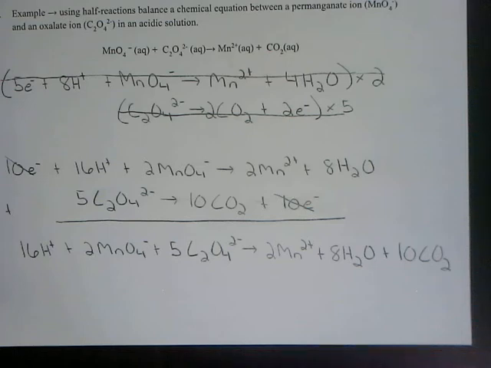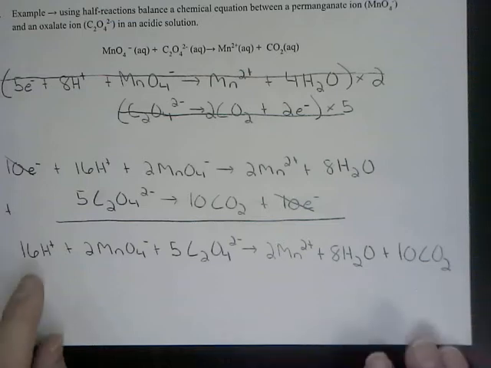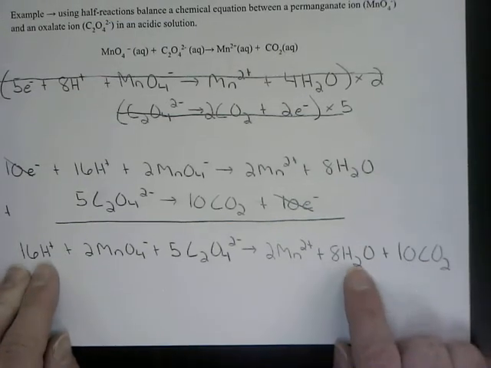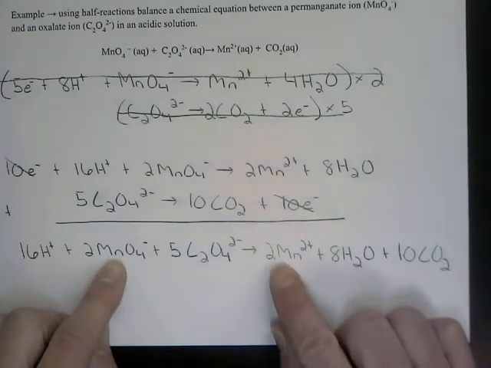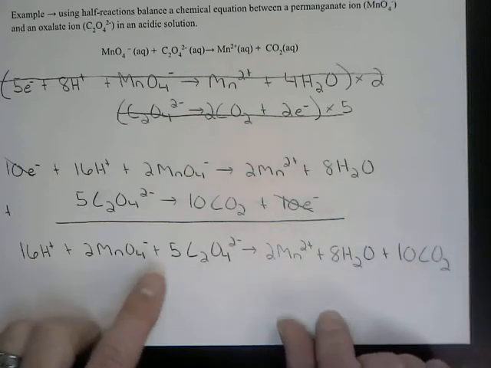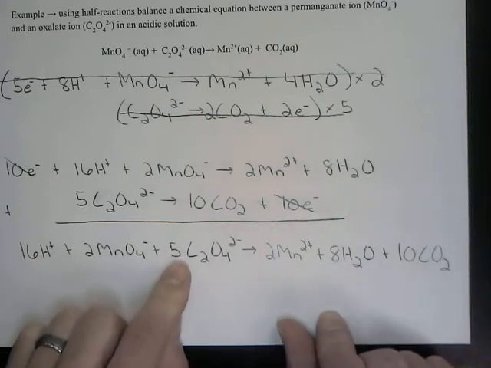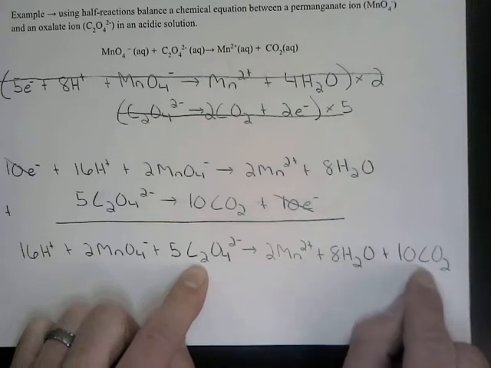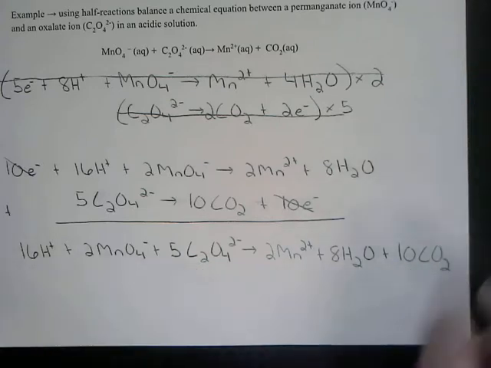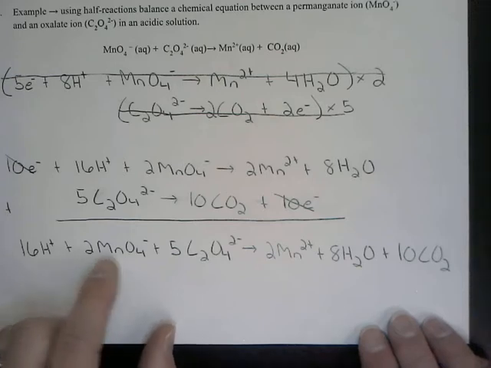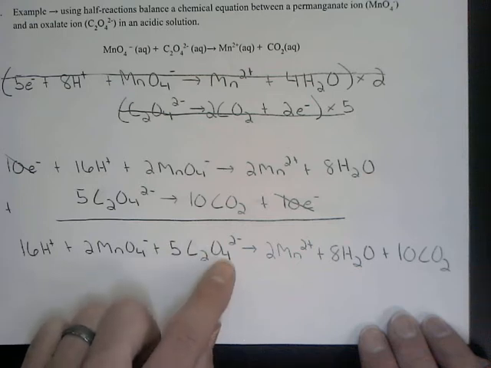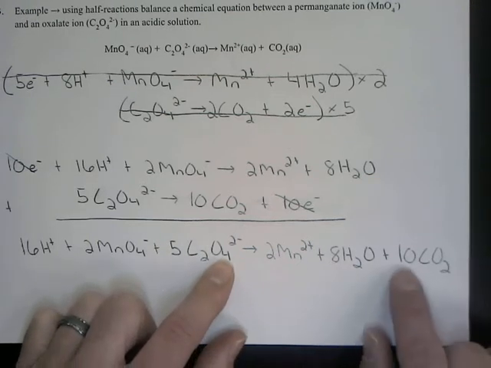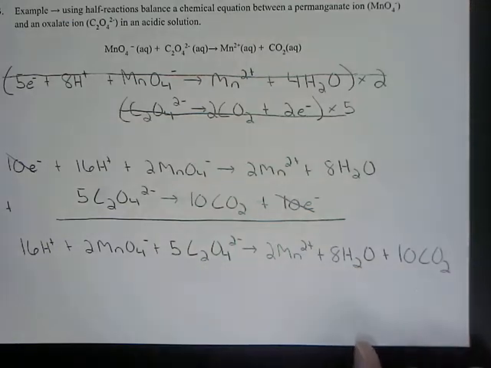So the first thing that I always check is to make sure we have the appropriate elements. So we have 16 H's on the left. We have 8 times 2, 16 H's. Those balance out. We have 2 manganese on our left, 2 on our right. Then I'm going to skip over oxygen and go to carbon. 5 times 2, that's 10 carbon. 10 times 1, that is 10 carbon, so we're good there. And then our oxygens, we have 2 times 4, so 8 plus 5 times 4, that's 20. So 8 plus 20 is 28. Well, we have 10 times 2, 20 plus 8, that is 28.